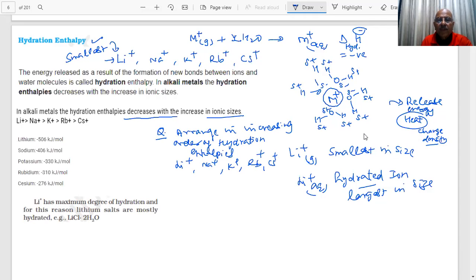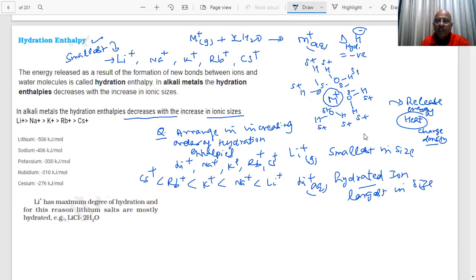Increasing order. Which has the highest hydration enthalpy? Lithium plus has the highest, then sodium plus, then potassium plus, then rubidium plus, then cesium plus. Is it okay?